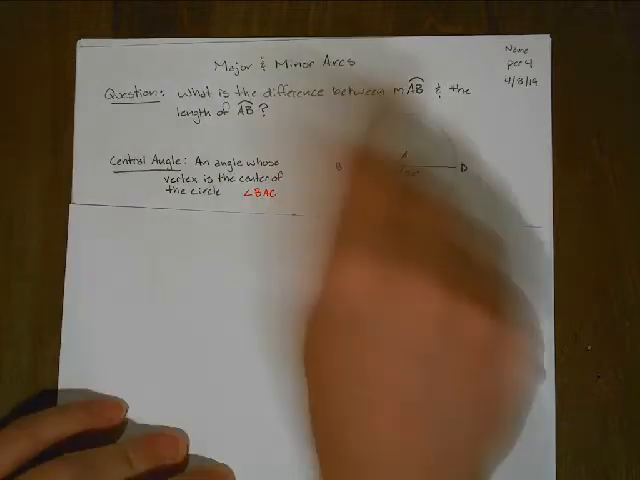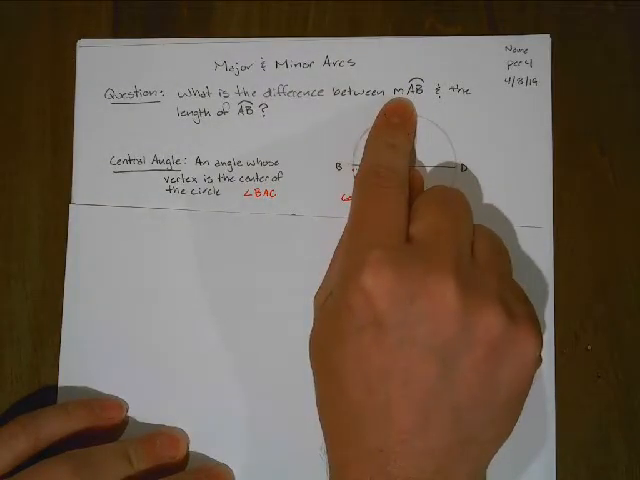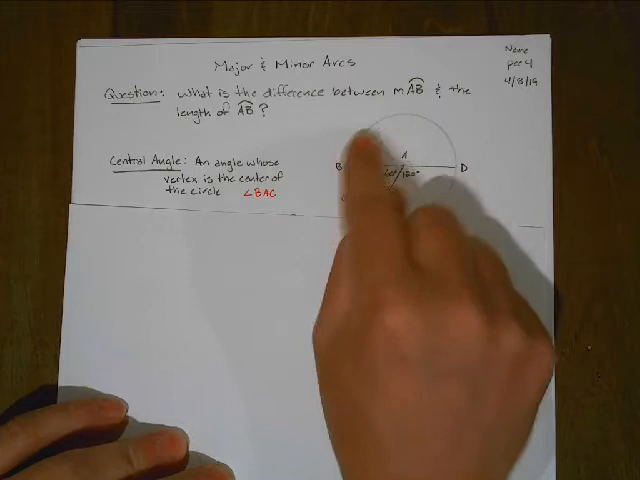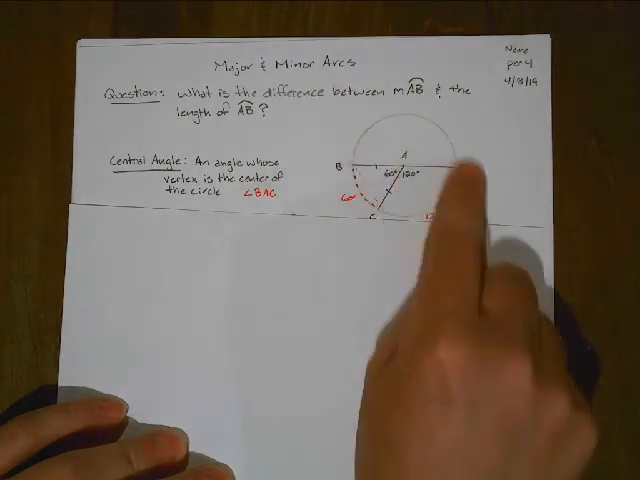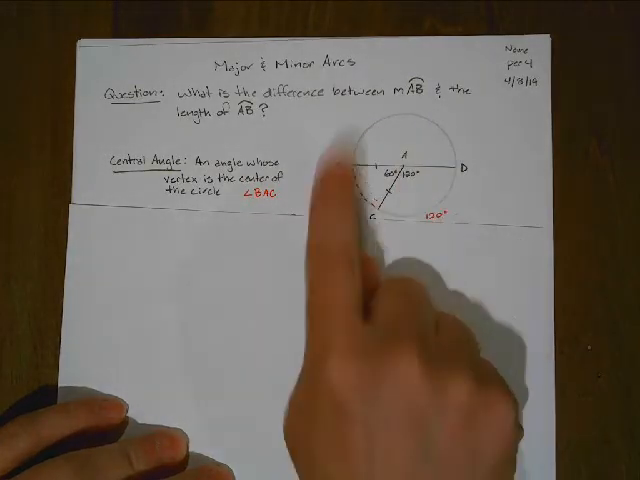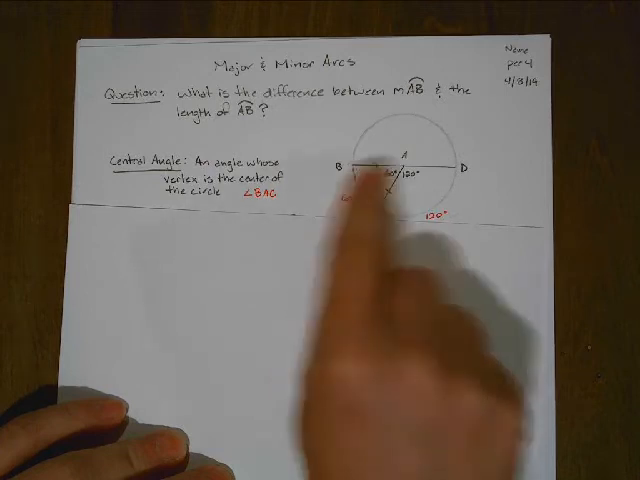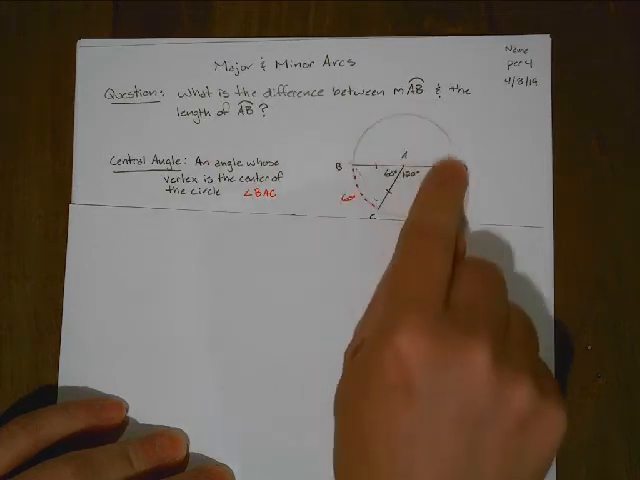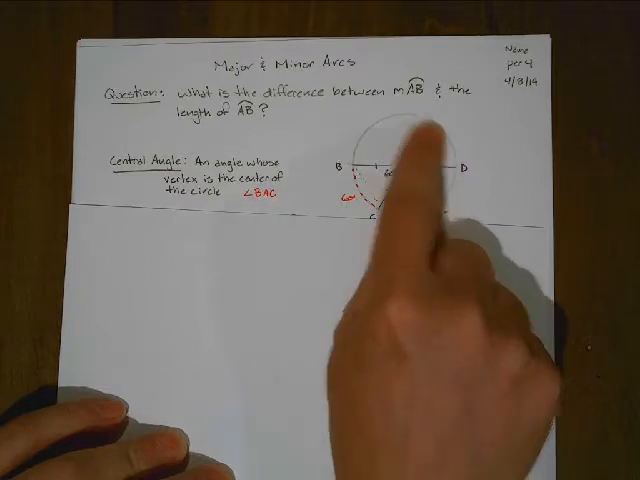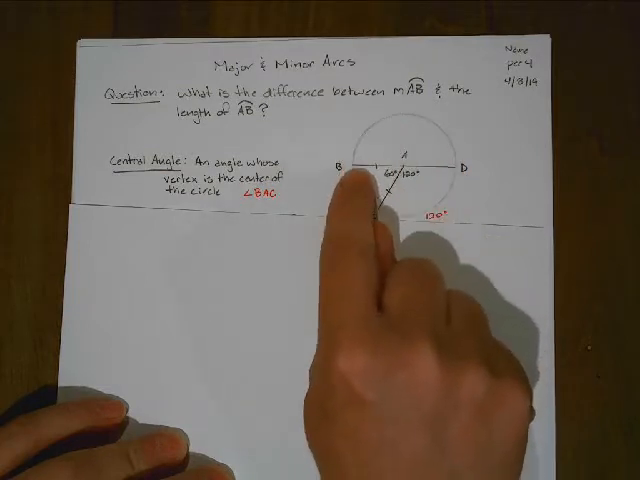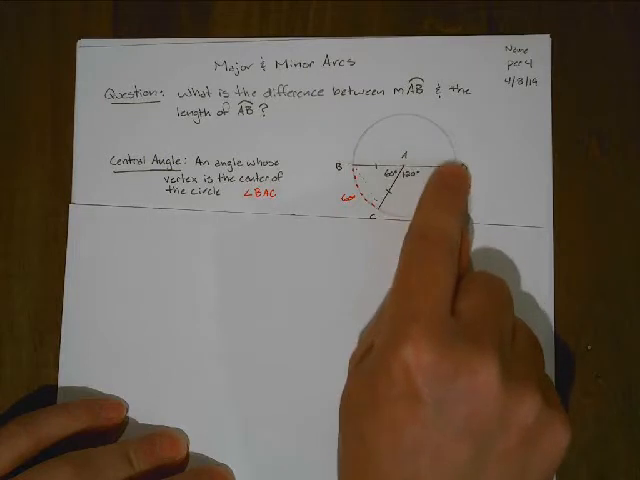When we talk about the measurement of arc AB, we're talking about how many degrees out of 360, because a circle has 360 degrees. So like if we're looking at this part of the arc, we might be saying, how much of 360 is that arc up there? And we'd say, okay, that's half of the circle, so that's 180 degrees. That's how big that arc is.